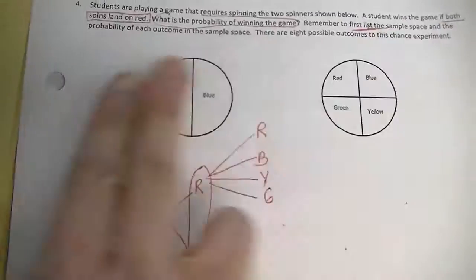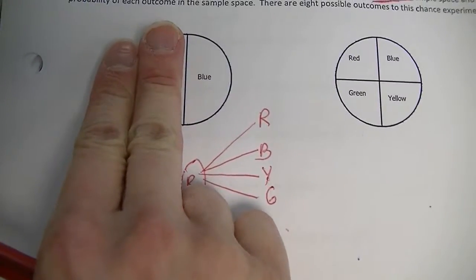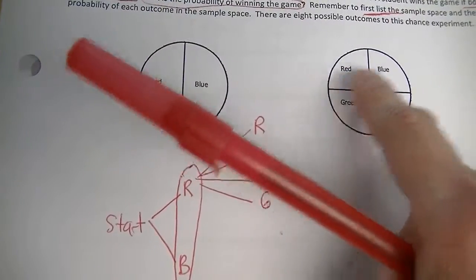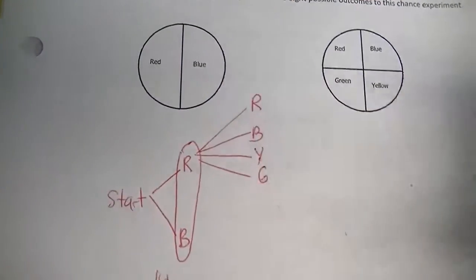Well, let's say I landed on blue on the first spinner. When I go to spin that second spinner, you can land on red, blue, yellow, or green. Same options.